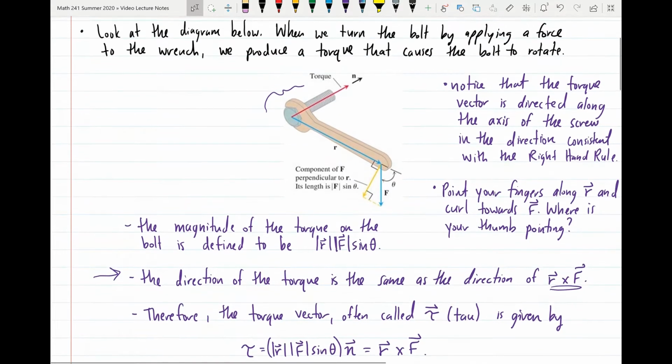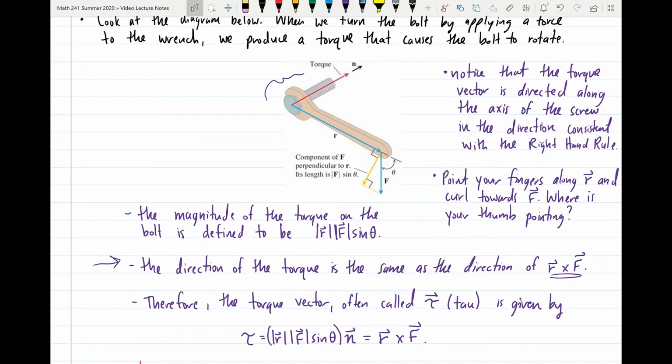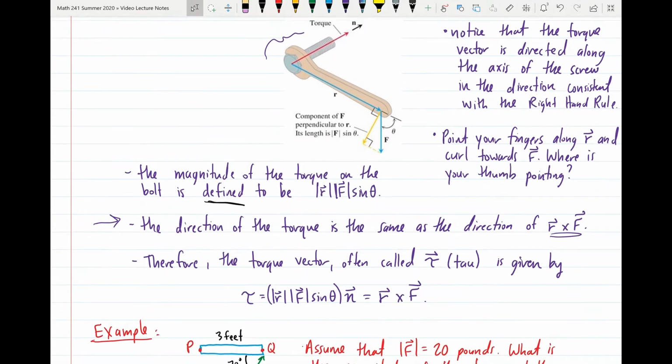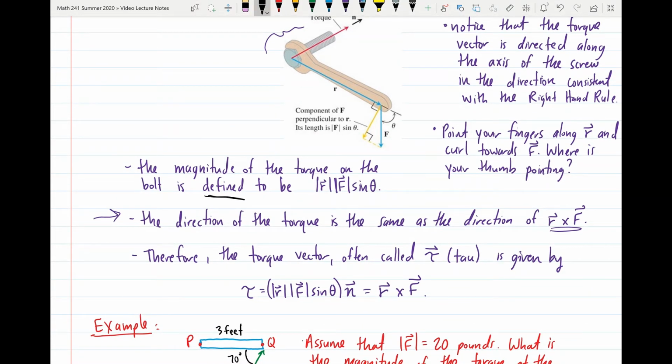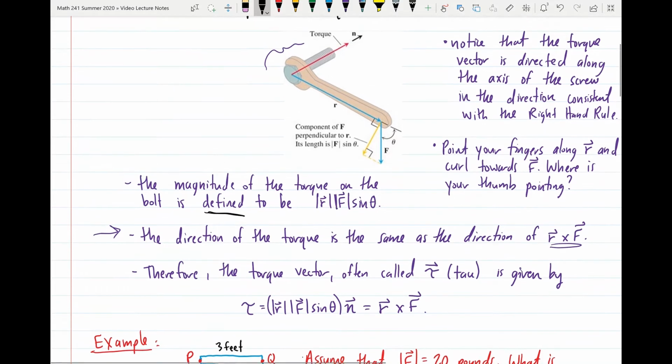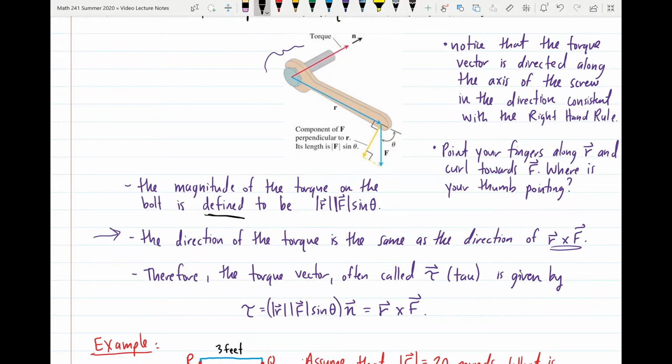And the magnitude of the torque on the bolt is defined, this is a definition here, to be the magnitude of our vector r, which is the vector connecting the pivot point to the point where the force is being applied, times the magnitude of our force vector times sine of theta, where theta is defined as the angle between our force vector and r. And notice that the direction of the torque is the same as the direction of the cross product of r and F.